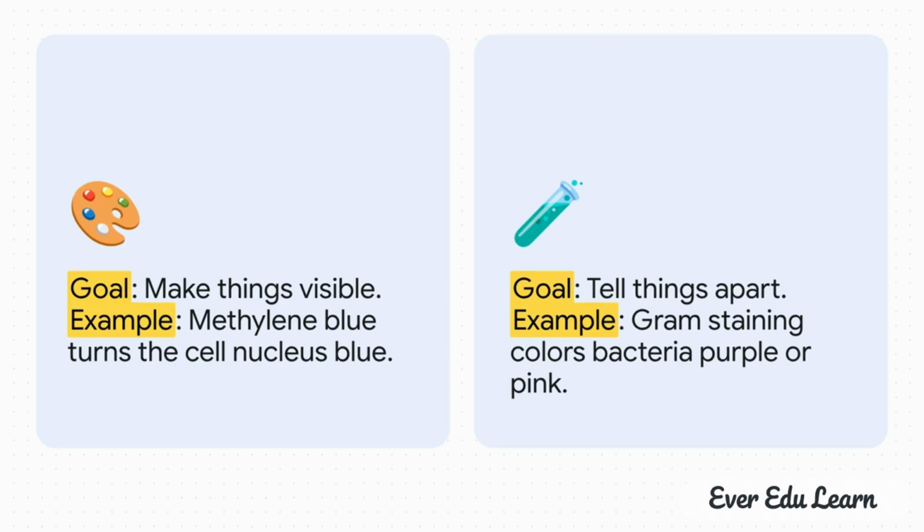Easy. But then you have differential stains, which are a bit smarter. Gram staining, for example, is a classic. It makes some bacteria turn purple and others turn pink. So it's not just showing you that something is there, it's helping you figure out what it is.